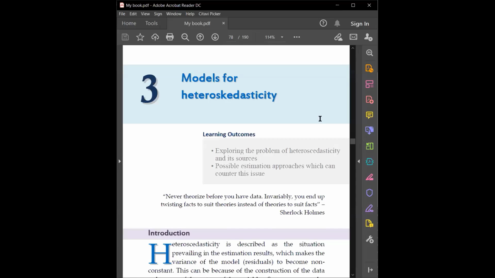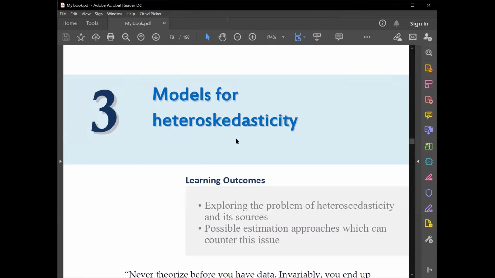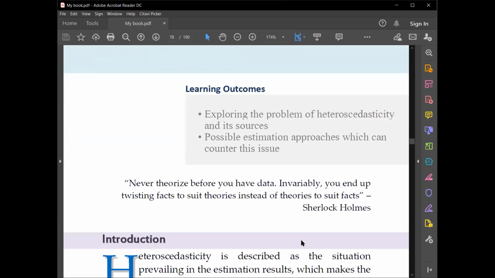So the topic that we're discussing is models for heteroskedasticity. The objective of this chapter is to explore what the problem of heteroskedasticity is, which we discussed right now, and what its sources are. We'll go through these sources, and then we'll discuss what approaches we can use to counter this problem.